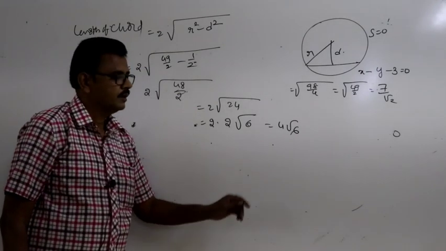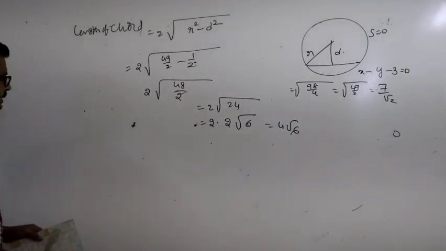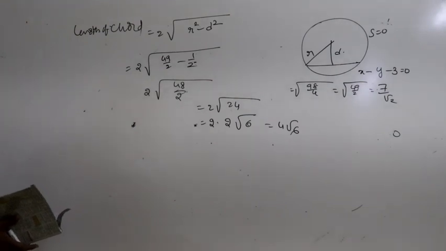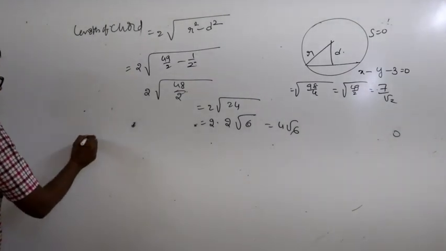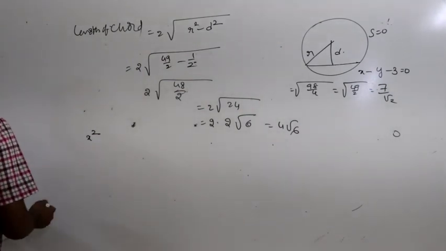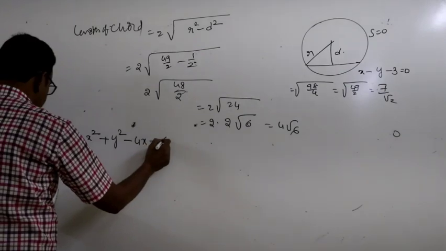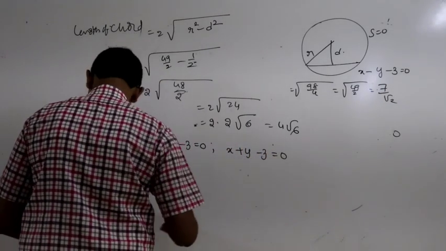Next problem. Find the length of the intercept made by the circle x square plus y square minus 4x minus 6y minus 3 equal to 0 on the line x plus y minus 3 equal to 0.